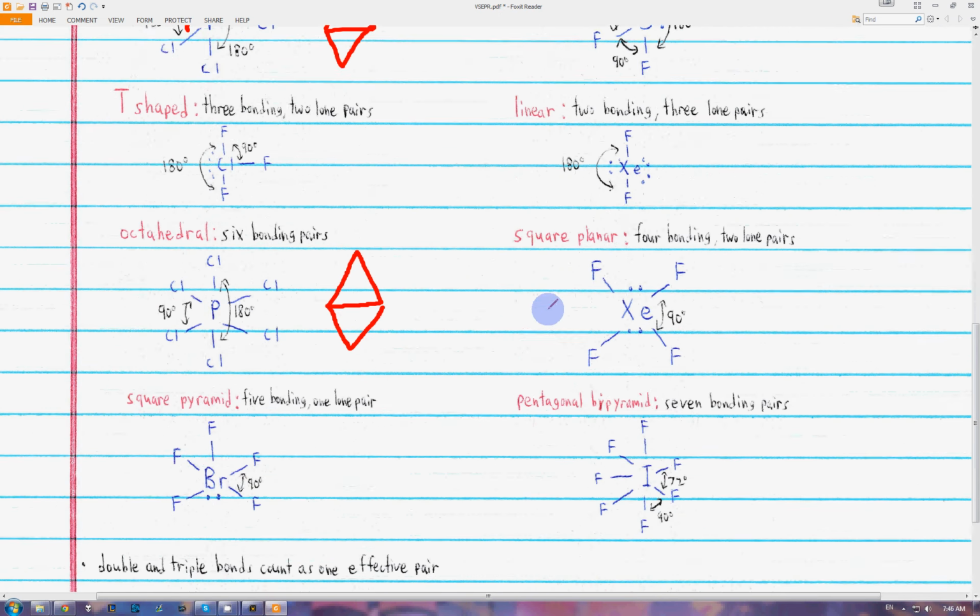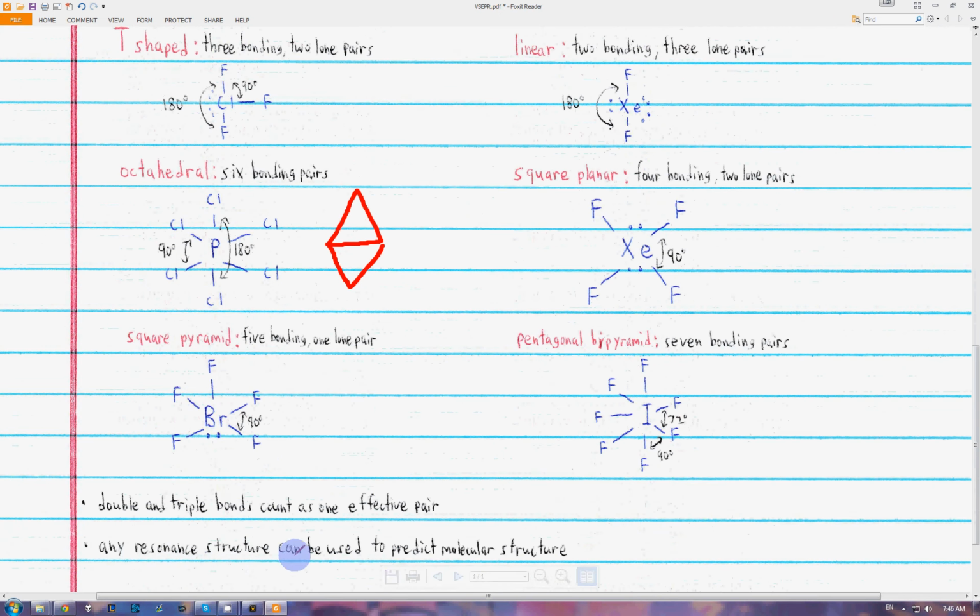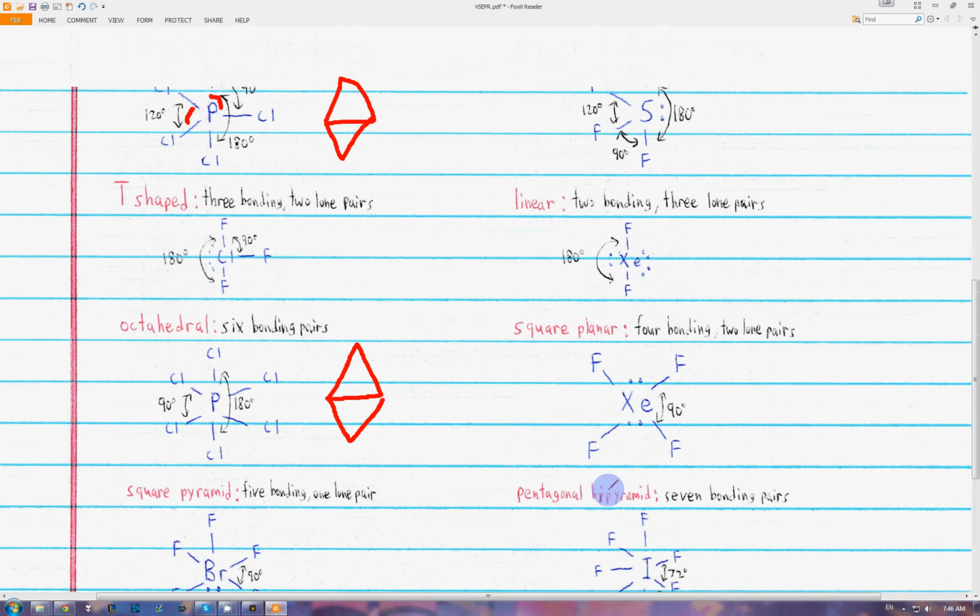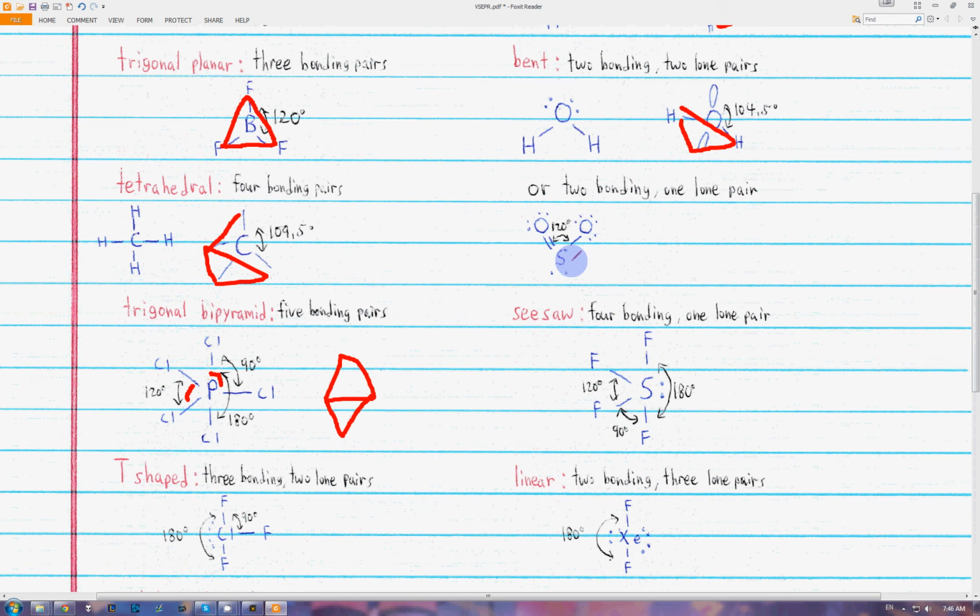And also, we can use any resonance structure to predict the molecular structure. Again, if we look at SO2, the double bond could be on this bond too, but it doesn't matter. It's still the same shape.